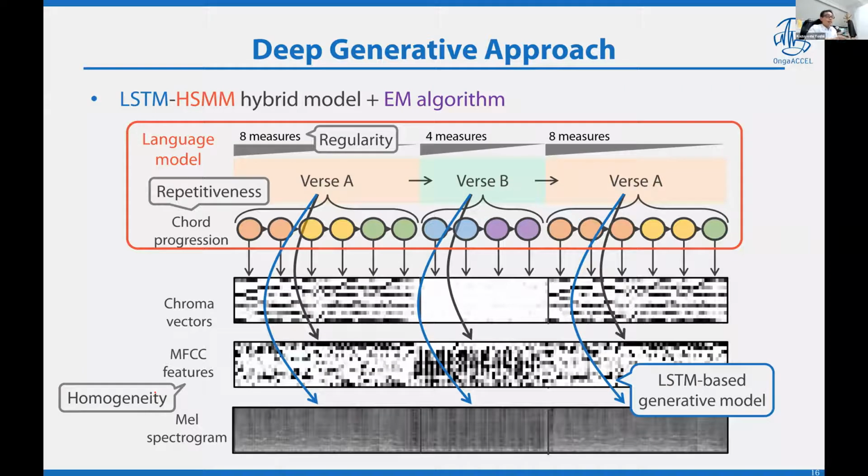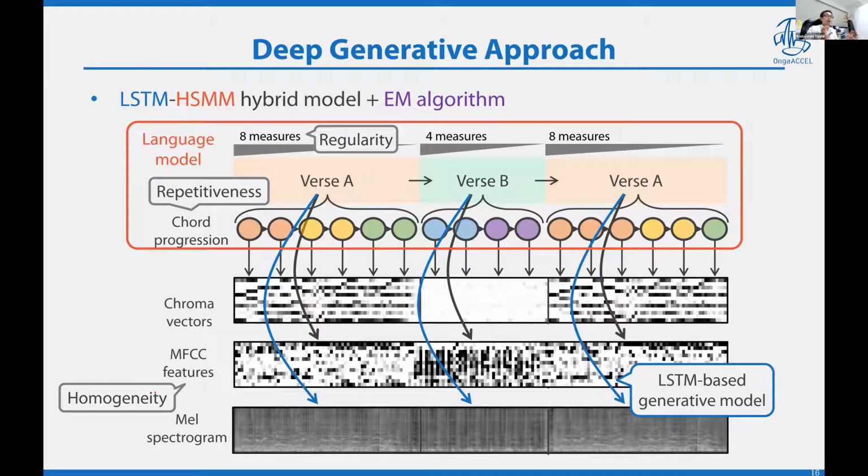In addition to this, we can directly model the Mel spectrogram of a target music signal. Here, the generative model of the Mel spectrogram is very hard to represent. So that's why we have to incorporate a deep neural network for implementing this generative model. Actually, we use an LSTM-based deep generative model for this part. Combining these components together, we can formulate a unified probabilistic model.